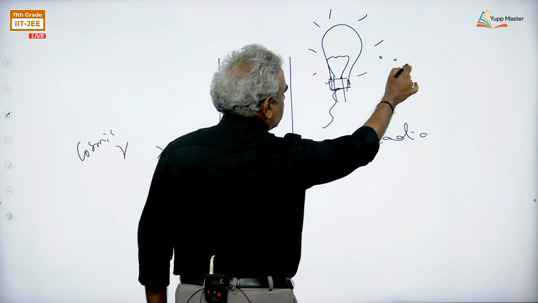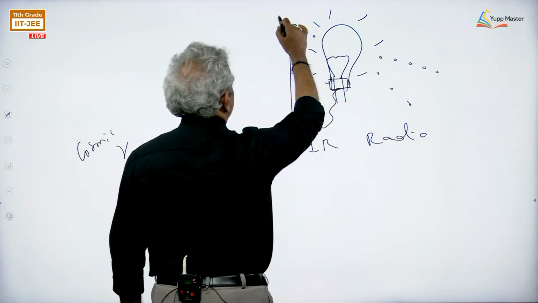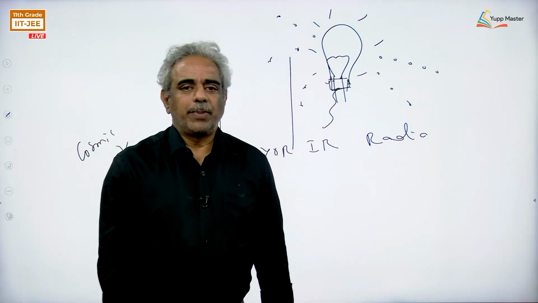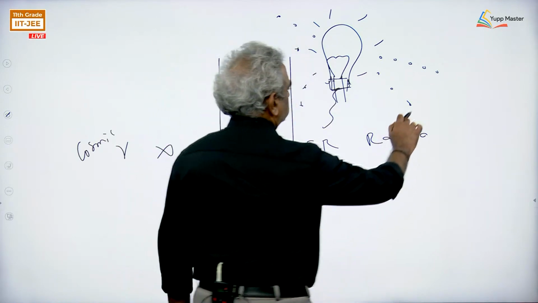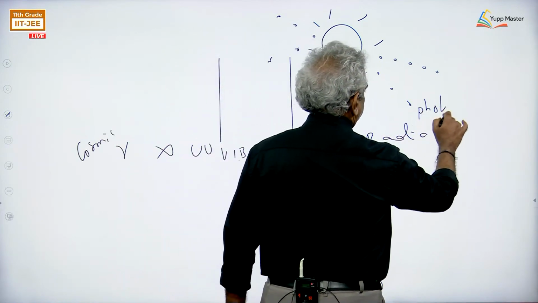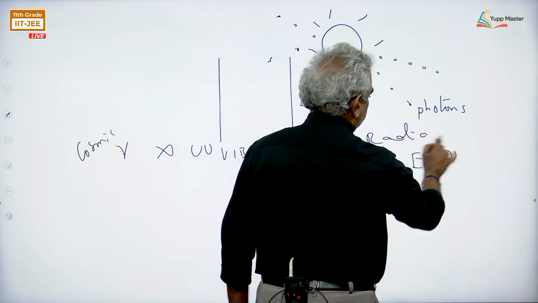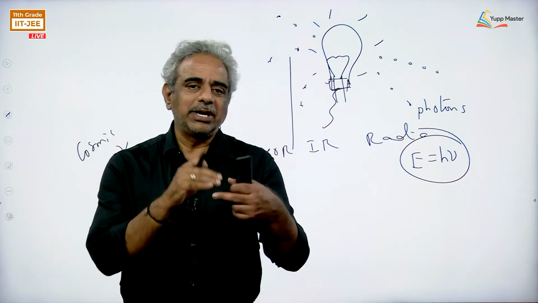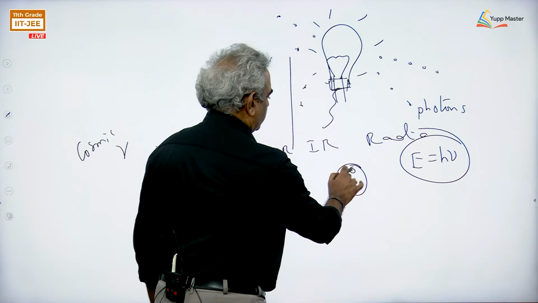These radiations, light, come in the form of particles. Those particles are called photons. Energy of a photon is E is equal to h nu. A photon has no mass. A photon's energy can be bundled. You can have a bundle of photons.